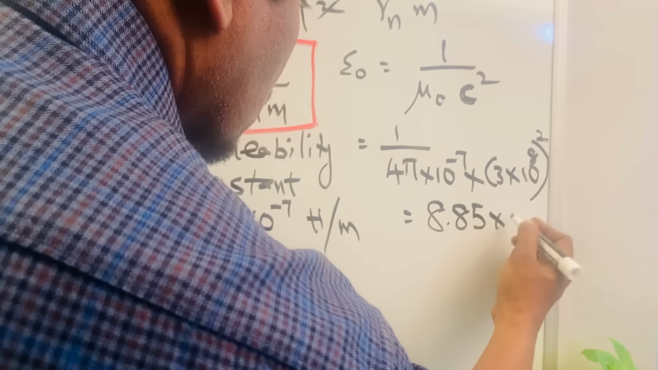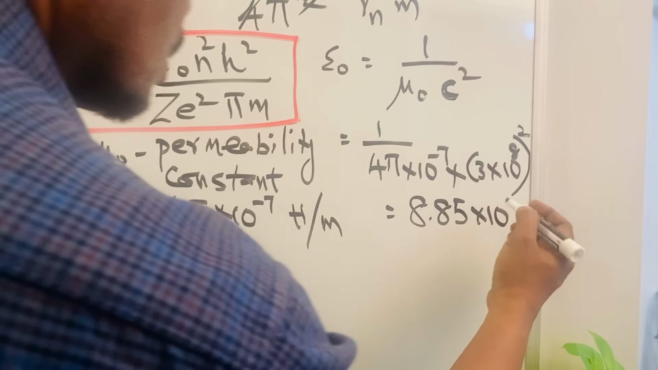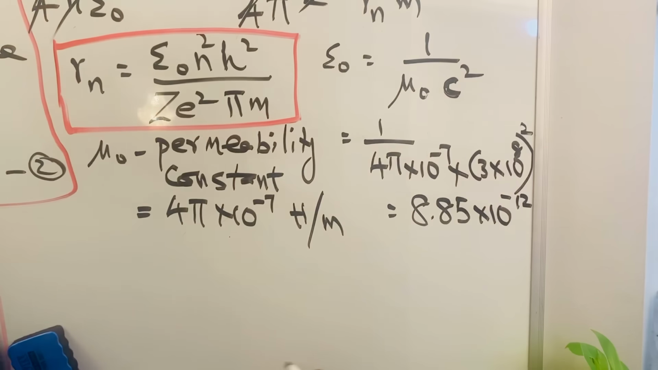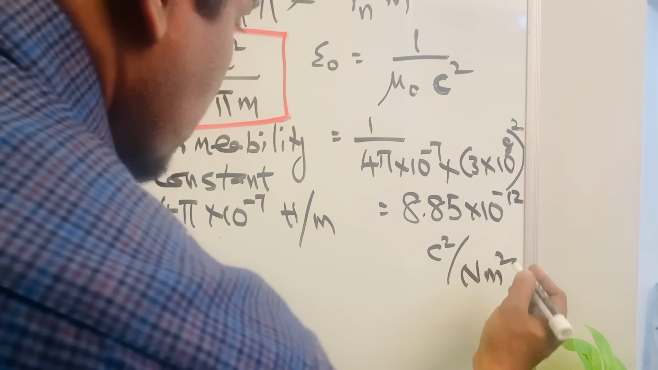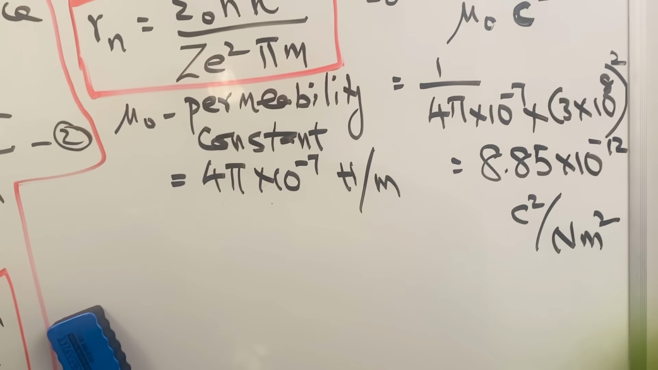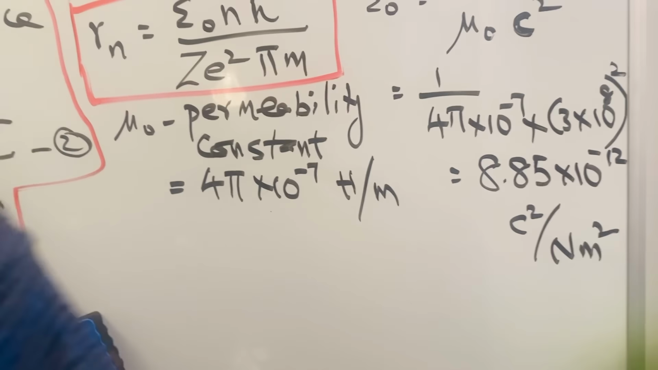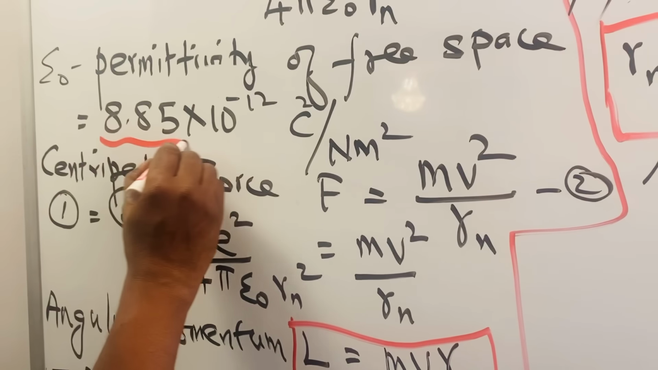8.85 10 to the power -12 Coulomb square per Newton meter square. So we got the value for epsilon 0, the same value you can see.